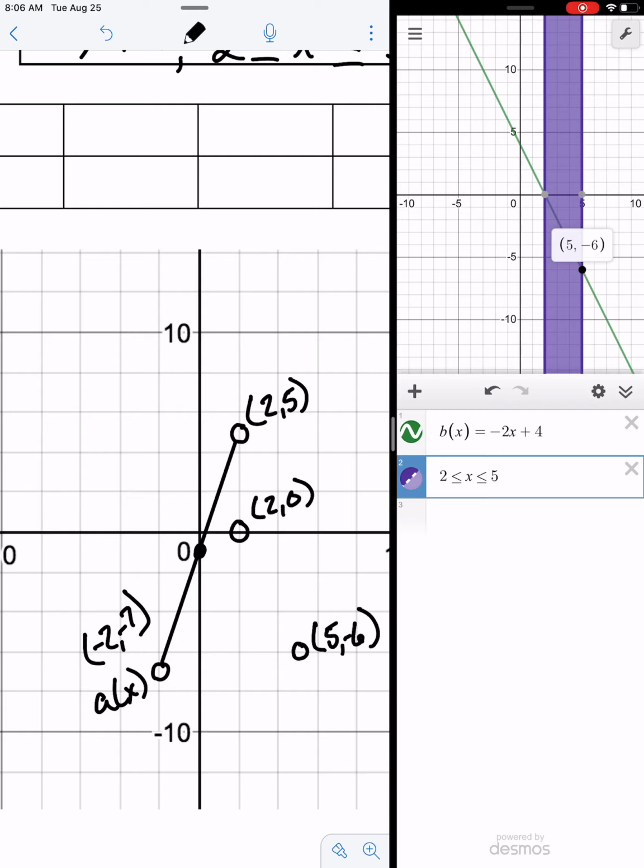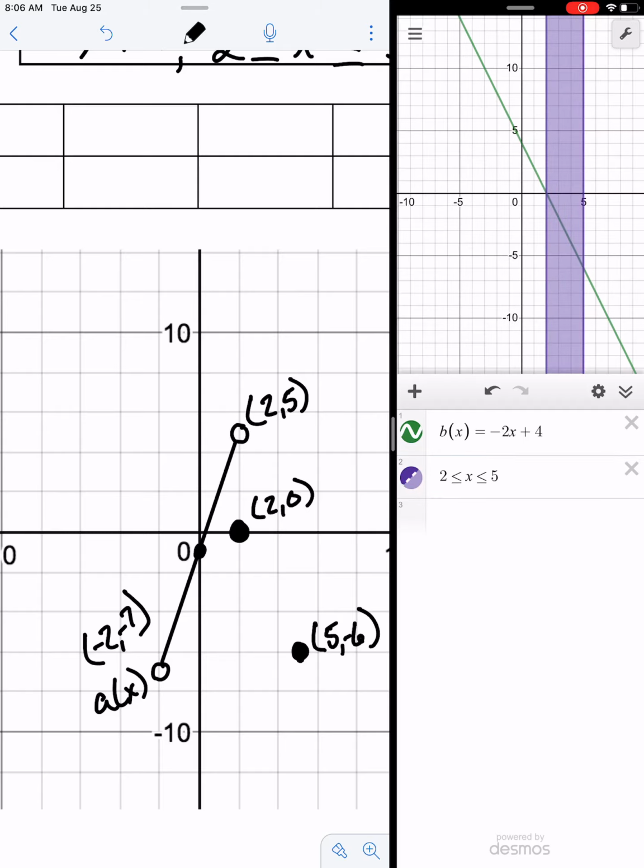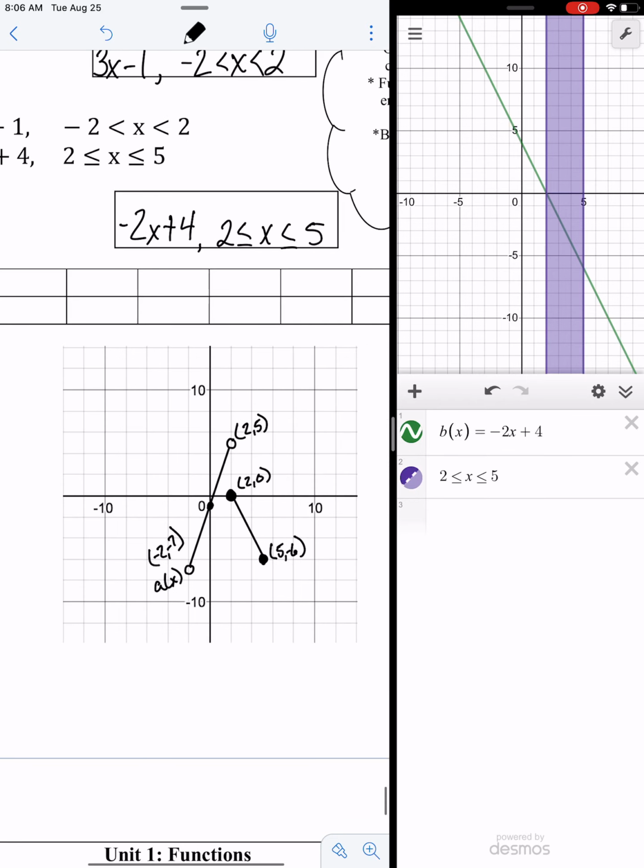Then look at the lines where they intersect. So the point 2, 0 intersects my b of x function, and it's also closed. So that means this dot is going to be closed. The point 5, -6 is a part of a shaded line, or excuse me, a solid line. So it's also going to be closed. And I don't have any other points for reference, so I'm just going to do my best to connect them. And now this is going to be b of x.